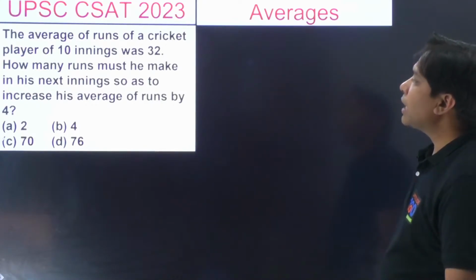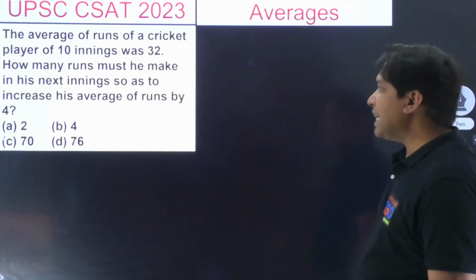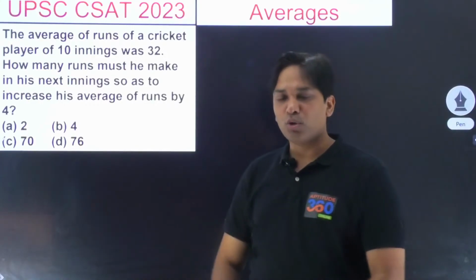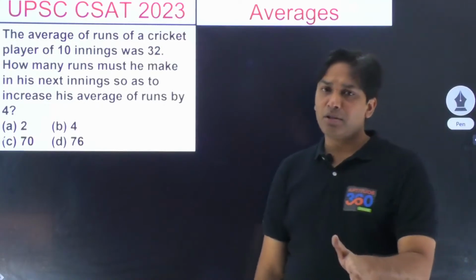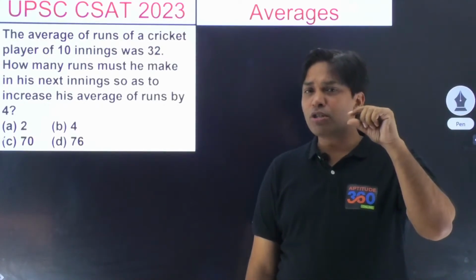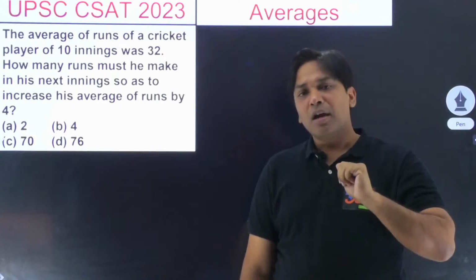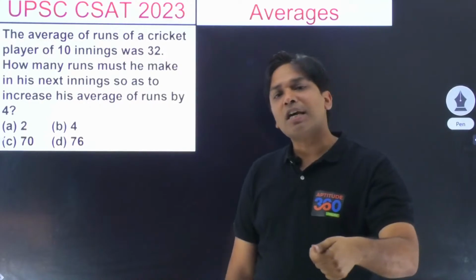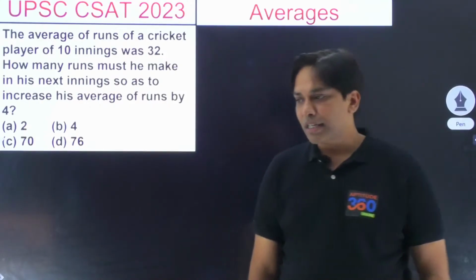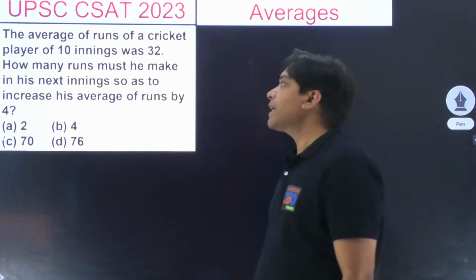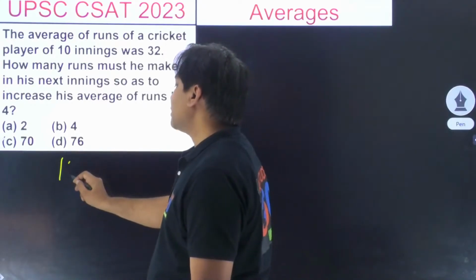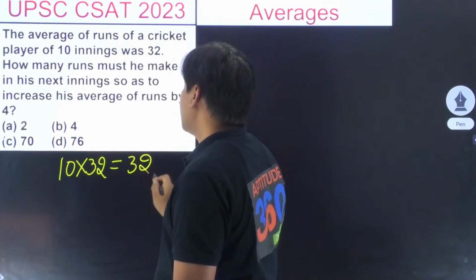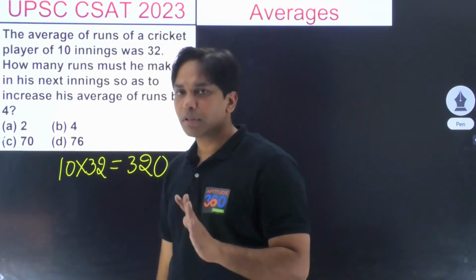The average runs of a cricket player over 10 innings was 32. So what does that mean? Every inning he was making 32 runs, right? First inning 32, second inning 32. Maybe he was scoring different runs, but in these 10 innings, he collectively must have scored 10 into 32, which is 320 runs. Right? So he has scored 320 runs, simple, over 10 innings.